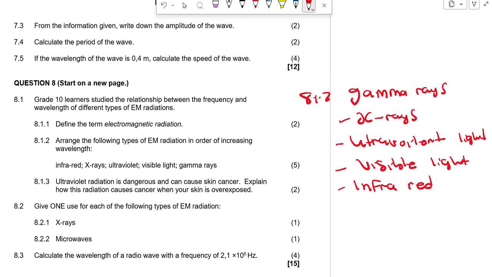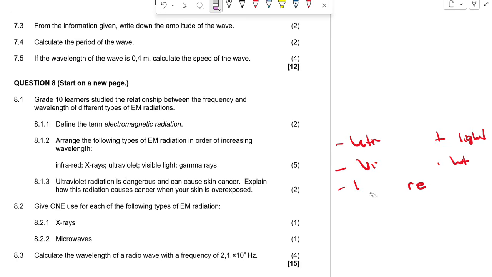And then 8.1.3, ultraviolet radiation is dangerous and can cause skin cancer. Explain how this radiation causes cancer when your skin is overexposed. So they want to know how ultraviolet radiation is dangerous to your skin, when your skin is overexposed.